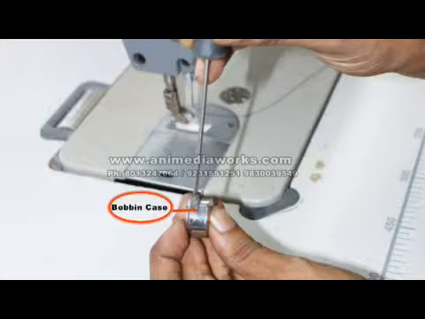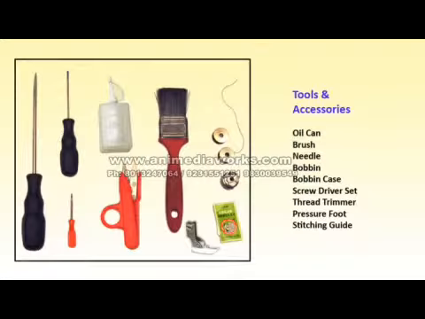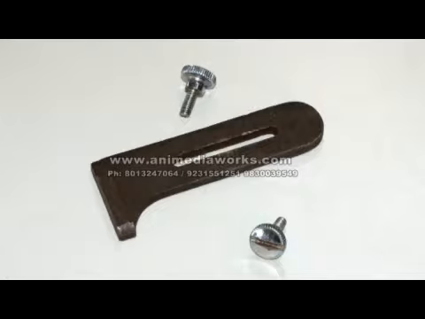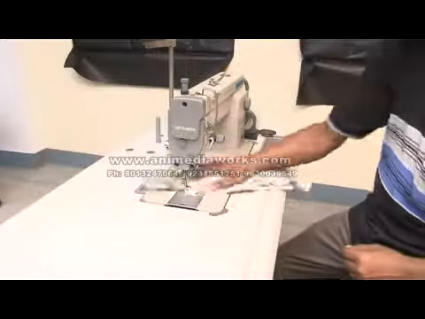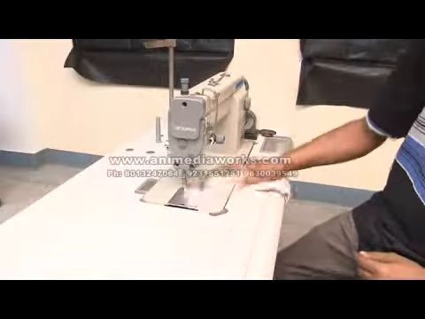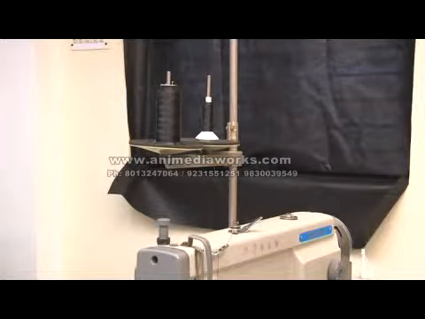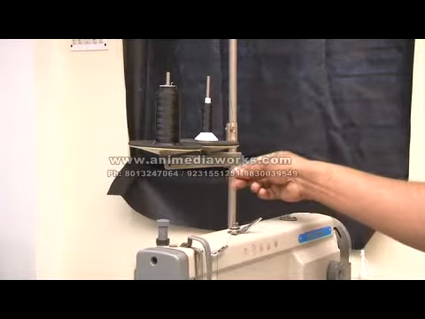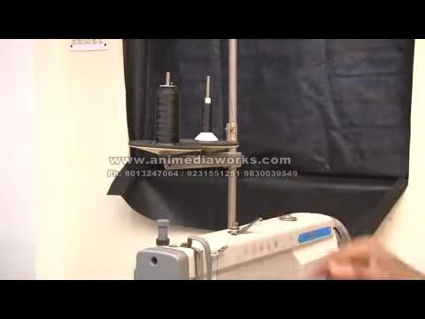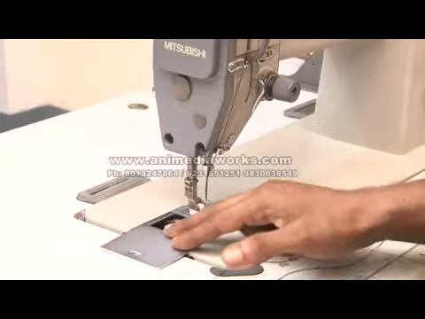Bobbin. Bobbin case. Tools and accessories: oil can, brush, needle, bobbin, bobbin case, screwdriver set, thread trimmer, pressure foot, stitching guide. How to set the machine. Clean the tabletop and pressure foot area. A machine has two thread sources, a top thread and a lower thread stored on a bobbin.